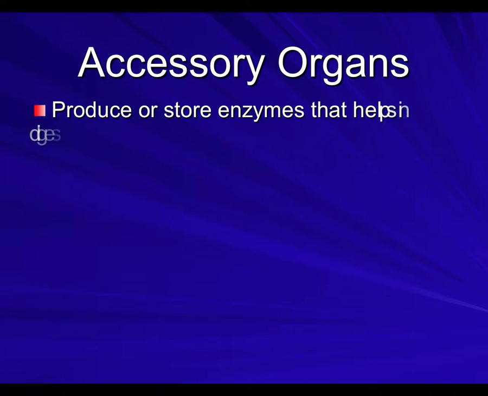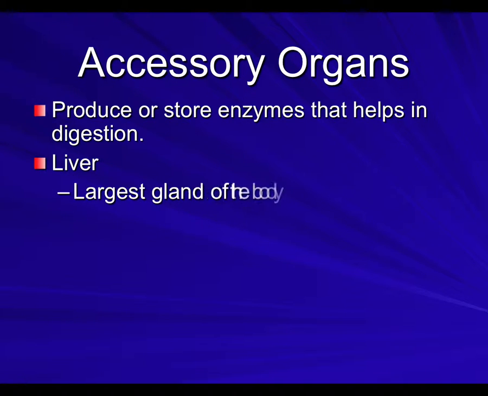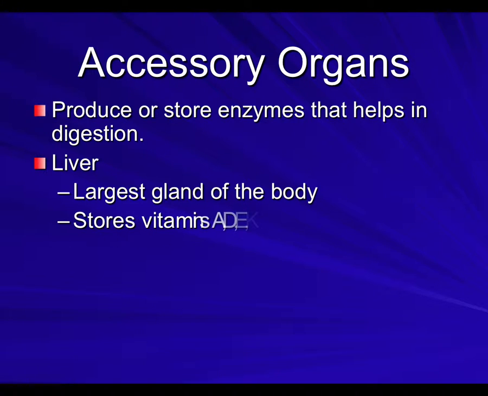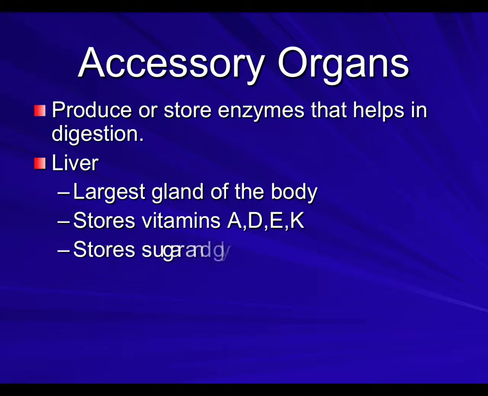All right, again, we're going to go over those accessory organs. What do they do? Of course, they produce or store enzymes that help in digestion. Those come from the liver, which is the largest gland of the body. It does a lot of things. The liver is very important, and it also filters our blood. It stores vitamins A, D, E, and K. And it stores sugar and glycogen.